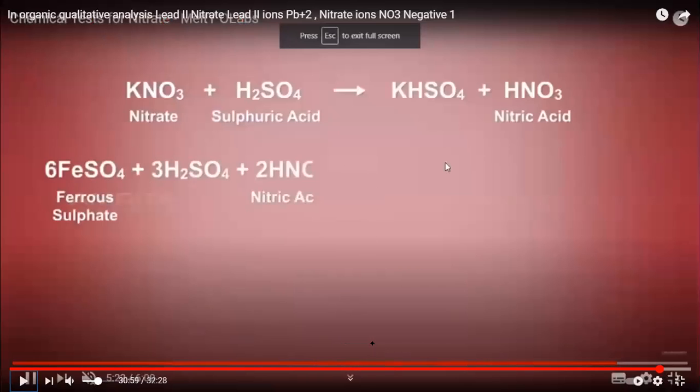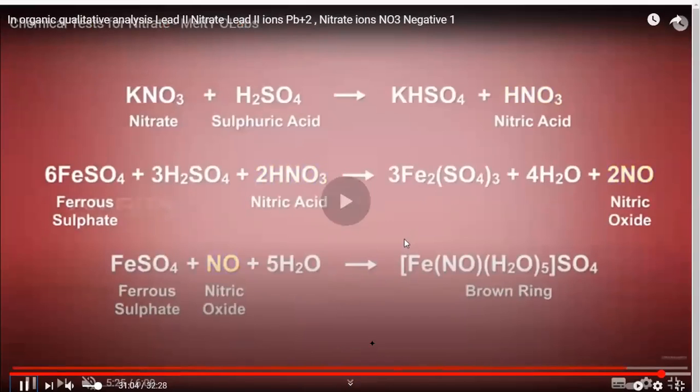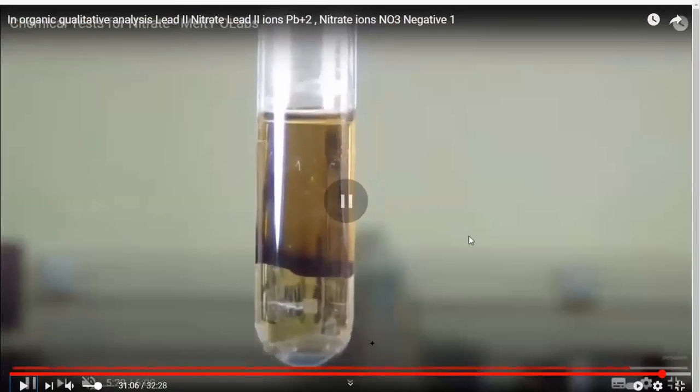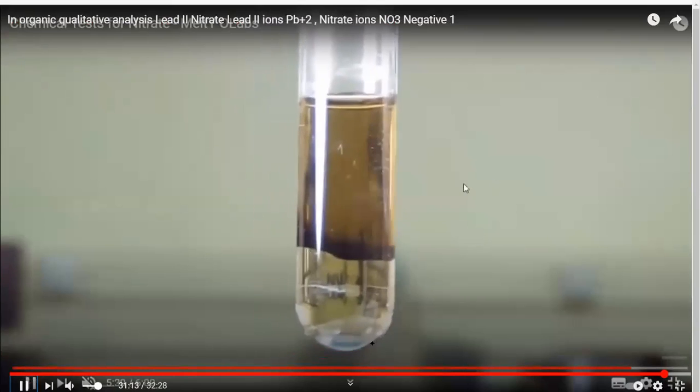So here you can see that there is some reaction that takes place. When this reaction takes place, we get a compound. This is the compound that we get for the brown ring that we are going to study in detail. But you can see that there is a brown ring that is forming between the juncture of these two solutions, and this is how you can easily understand the brown ring that has been formed.